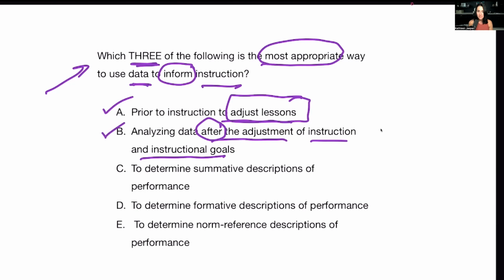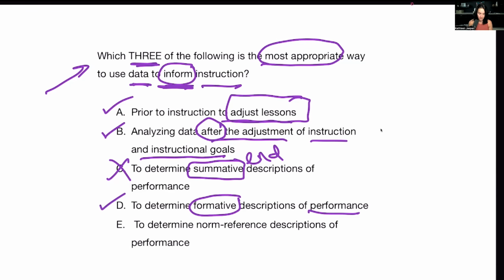C, to determine summative descriptions for performance. Well, summative here is a red flag. It is not correct because informing instruction is happening before and during instruction. Summative is at the end. Summative measures outcomes. So C is out. D, to determine formative descriptions of performance. Well, formative data informs instruction, so it is the very definition. So I'm going to grab D.